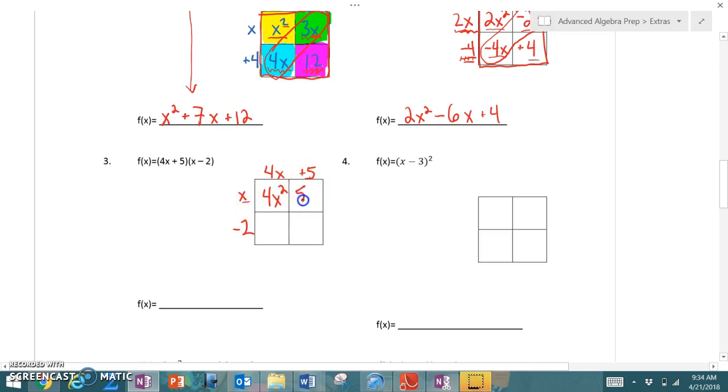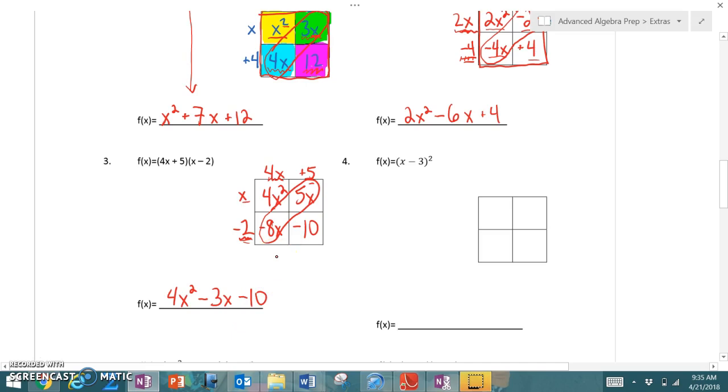Alright, so I do 4x times x is 4x squared. 5 times x is 5x. 4x and a negative 2 is negative 8x because I'm multiplying. And then a negative 2 and a positive 5 gives me a negative 10. Again, that top left corner is my only x squared, so I have 4x squared. My diagonal has x's in both, so I have to do a negative 8x plus a 5x, which I'm left with negative 3x, and then minus 10.